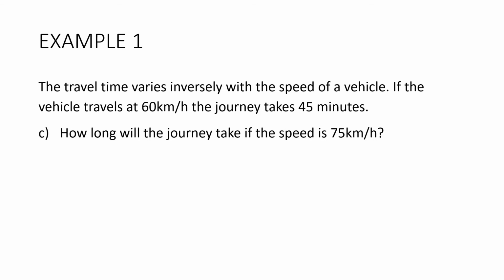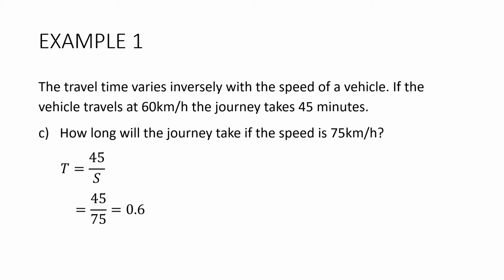How long will the journey take if the speed is 75 kilometers per hour? So let's look at our equation. T is equal to 45 over s. S, in this case, is 75. Substitute it in, work it out on the calculator. We get 0.6, which is 0.6 hours.